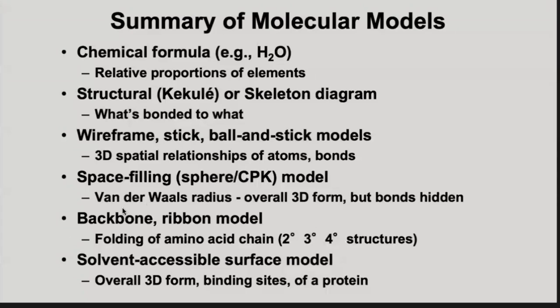For viewing proteins, we have specialized models called backbone models or ribbon models, which allow you to easily see the folding of an amino acid chain within the three-dimensional structure of a protein. And ribbon models in particular are focusing on showing elements of secondary structure, like alpha helices and beta sheets. And then finally, we have the solvent accessible surface model, which gives a really good sense for the overall three-dimensional form of the molecule. And in particular, it can help reveal the location of binding sites of a protein, these binding pockets where the protein binds to its substrate.